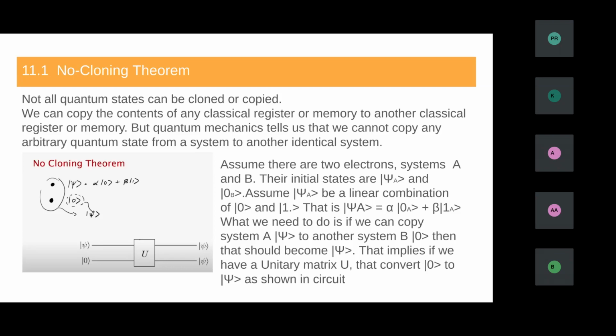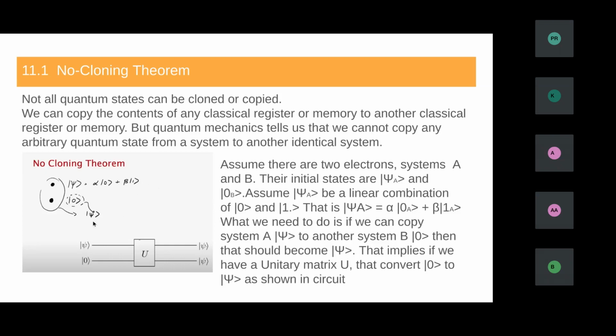To do that, we have to assume two electrons, one is system A and one is system B. You remember we showed two electrons with circling zero state and one state. Same way we are taking two electrons, one in system A and one in system B. And then we say that system A is in a state represented by ket psi as alpha ket 0 plus beta ket 1.